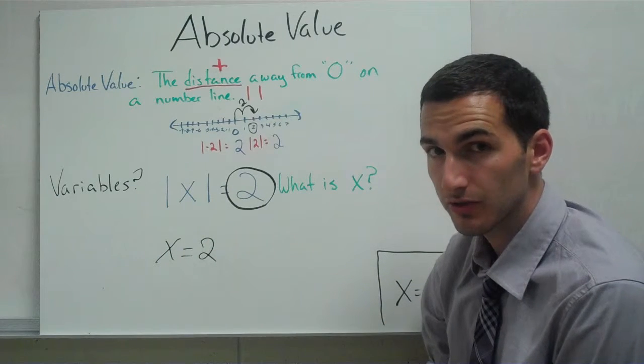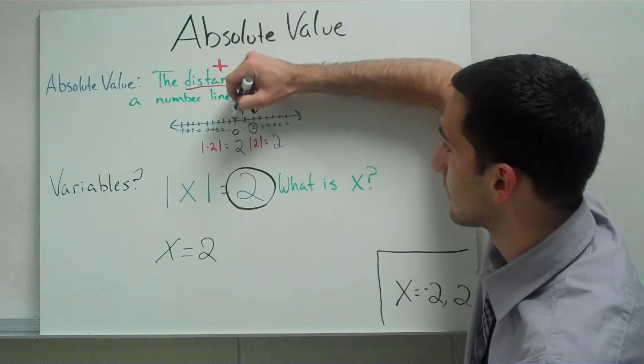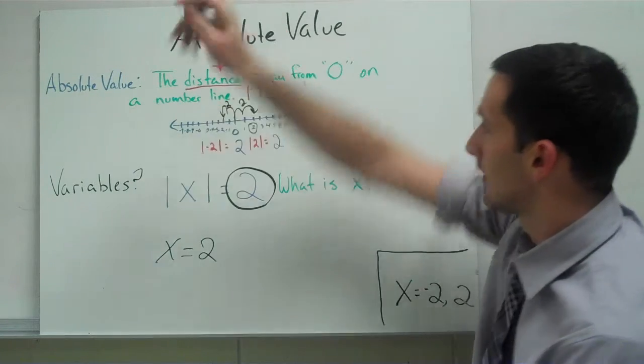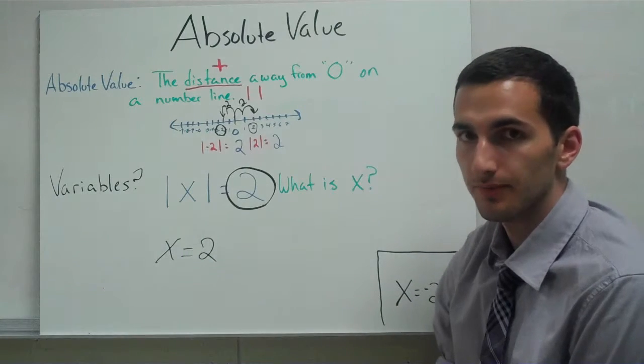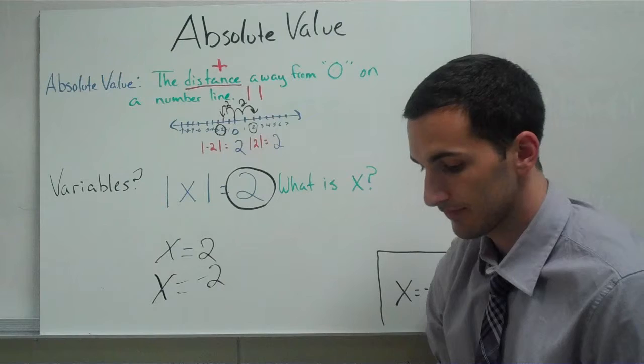But is that the only thing that's 2 spaces away? I don't think so. So we went to the right 2 spaces, but we can also go to the left 2 spaces. To the left 2 spaces is negative 2. So x could also be negative 2.